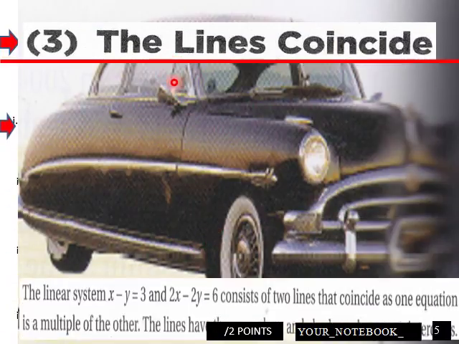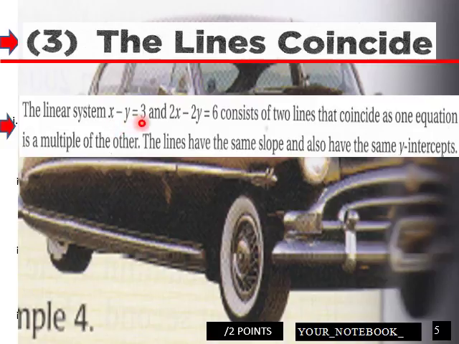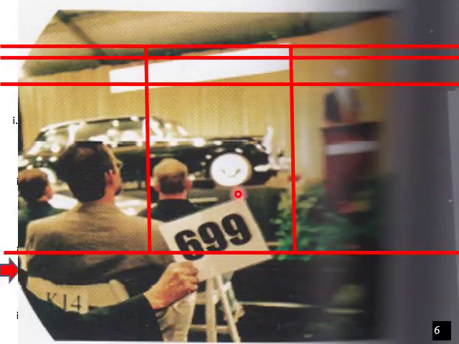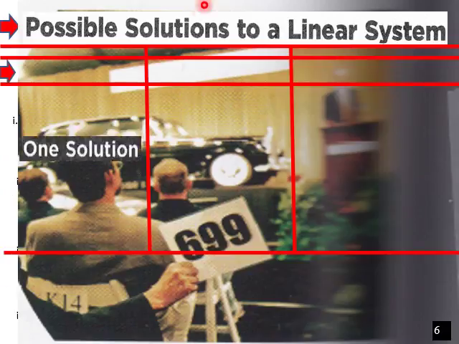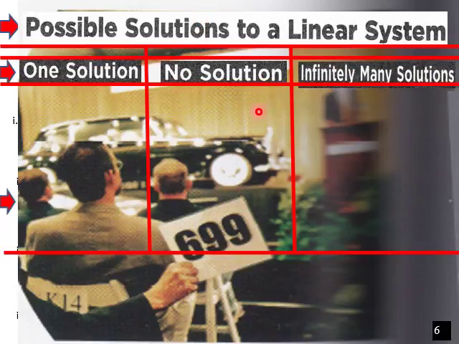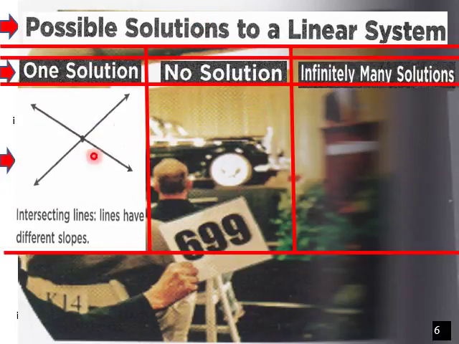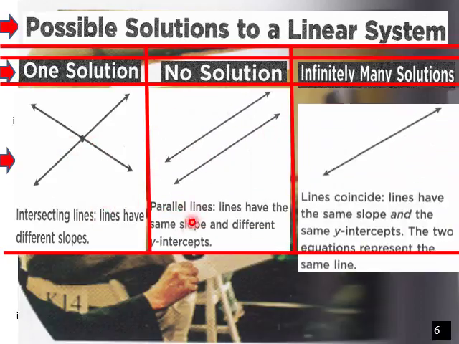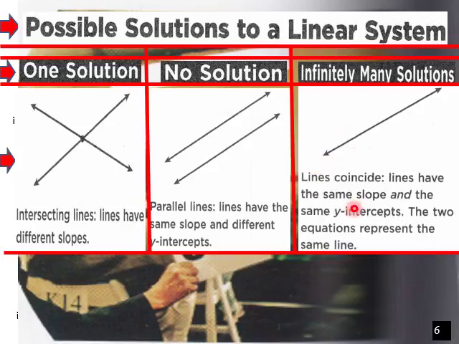The lines coincide. x minus y equals 3 and 2x minus 2y equals 6 consist of two lines that coincide, as one equation is a multiple of the other. They also have the same y-intercept. Because they're the same line, there are infinite solutions. So the possible solutions to a linear system are: one solution, no solution, or infinitely many solutions. One solution is an intersection, no solution is when they're parallel, and infinitely many is when they're the same line.